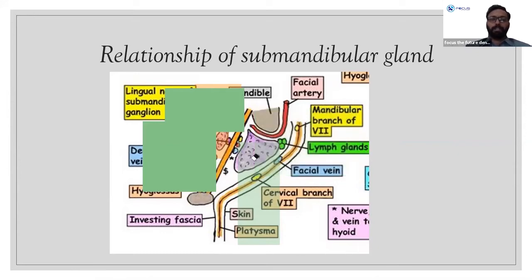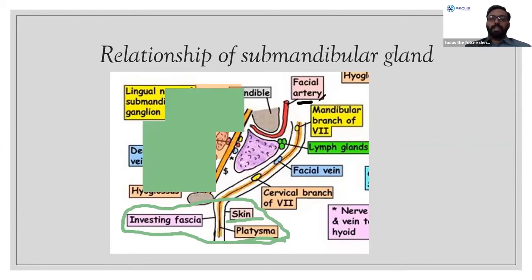What are the structures the superficial part of your submandibular gland is related to? Firstly, you have the skin which is outside. Then you have the platysma muscle just below the skin. Then you have the investing fascia. So pretty much common stuff. Nobody is going to ask you whether the skin is lateral or superficial to this. Nobody is going to ask these three things. But they'll definitely ask you about certain other structures which are very close.